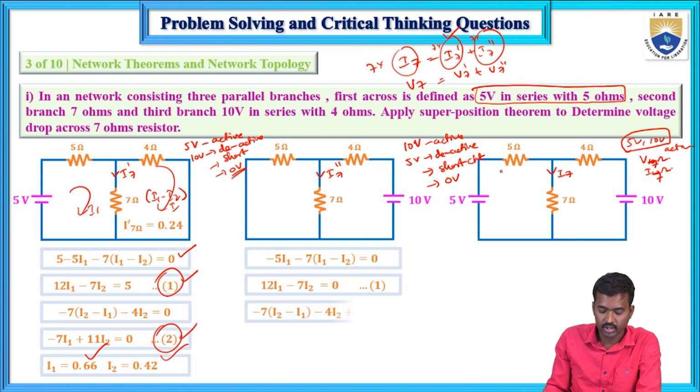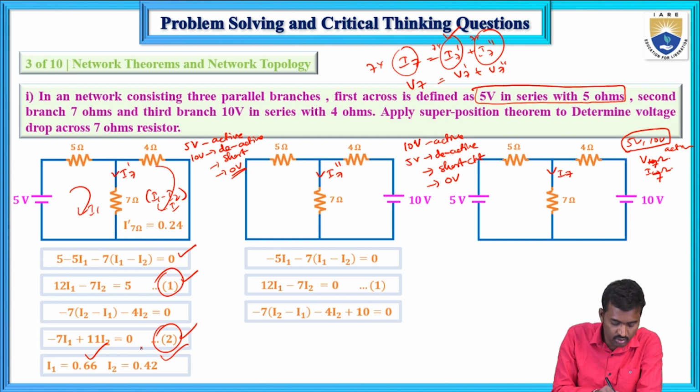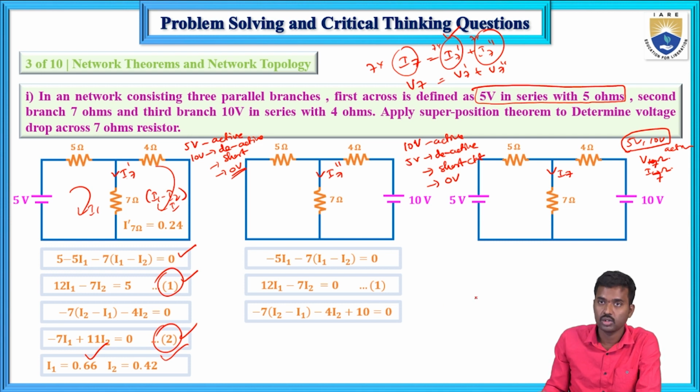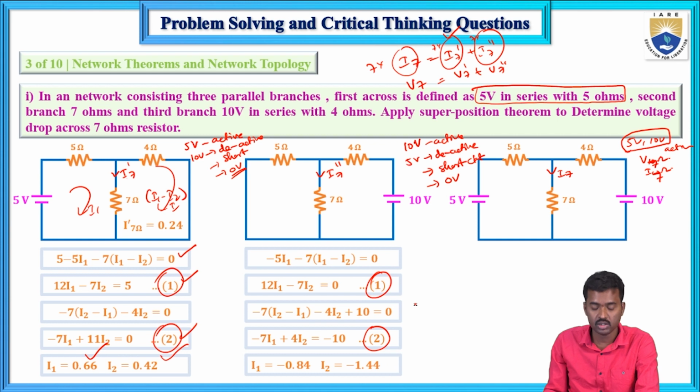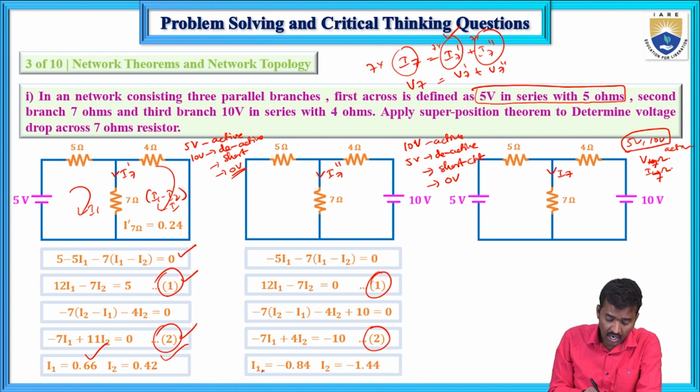And the next one, 7 into I2 minus I1 minus 4 I2. Here there is no 5 volts, and here the 10 volts is active, so this is plus 10 equals 0. Now if you simplify this, minus 7 I1 plus 11 I2 is equal to minus 10. This is equation number 1 and this is equation number 2. If you solve this, I1 equals minus 0.84 and I2 equals minus 1.44.